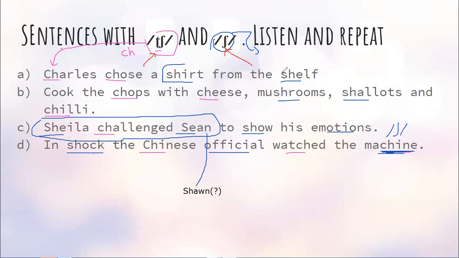Shirt. Shelf. Mushrooms. Shallots. Sheila. Sheila challenged Sean. Y aquí tenéis que cambiar. Es Sheila. Después cambias a challenged. Challenge. Y después Sean. Sean.